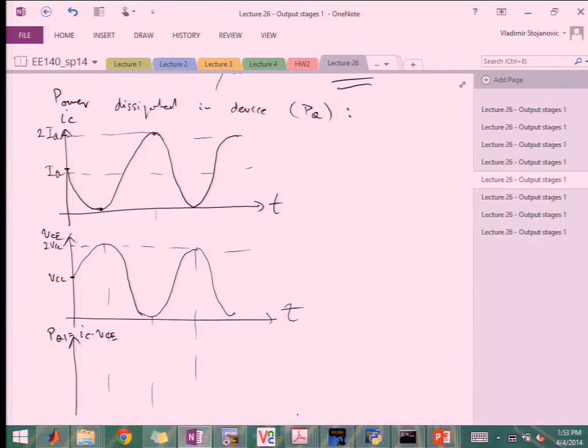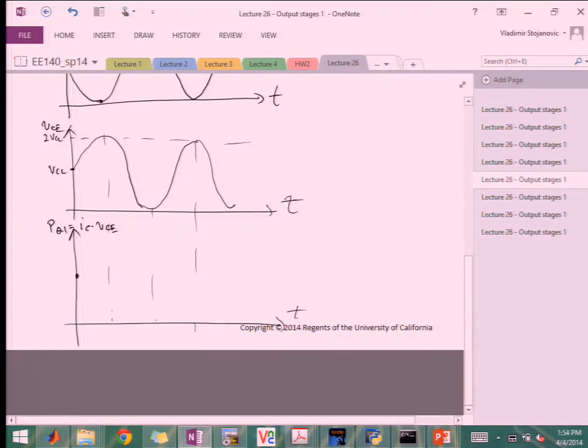Now if you multiply the two, the maximum actually occurs at the steady state. So VCC times IQ is going to be the maximum point. Everywhere else, when it hits a 0, it's going to double that frequency. So the power, because it's like a sine squared, will have this type of shape.